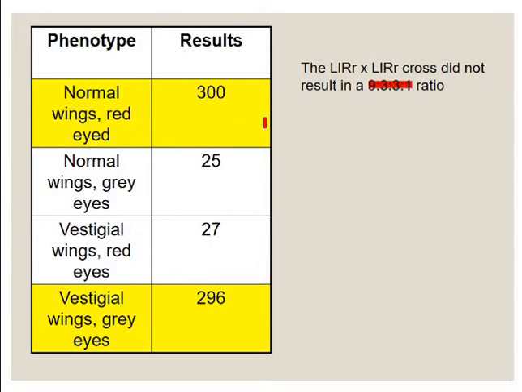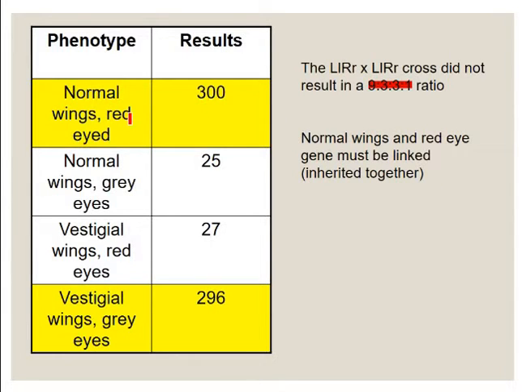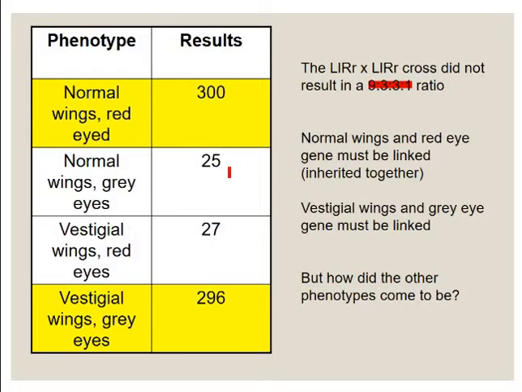What it shows us is that normal wings and red eyes must be linked, and so they are inherited together. They must be located close together on the chromosomes, so they are just inherited together. Same for these ones. Vestigial wings and grey eyes must be linked together as well. They're inherited together, and it's difficult to separate them. But interestingly, we did have some flies that had the intermediate phenotypes. So had the normal wings and grey eyes or the vestigial wings and red eyes. How would that come to be?